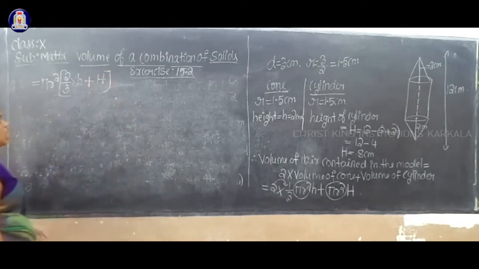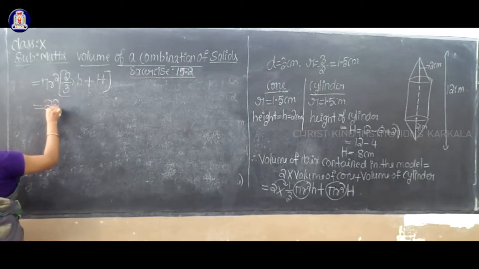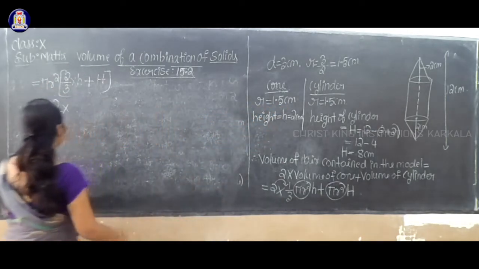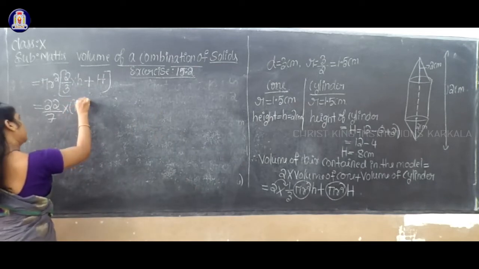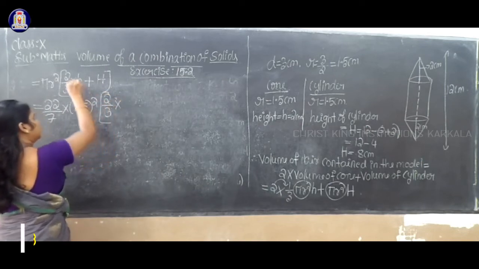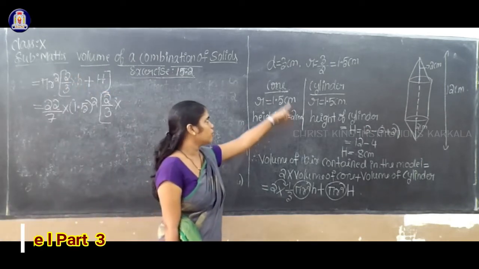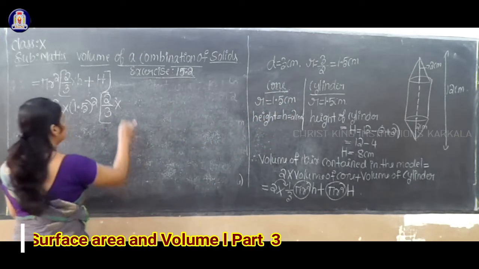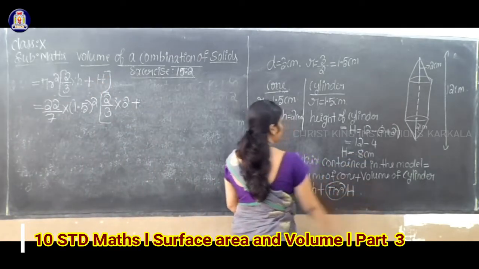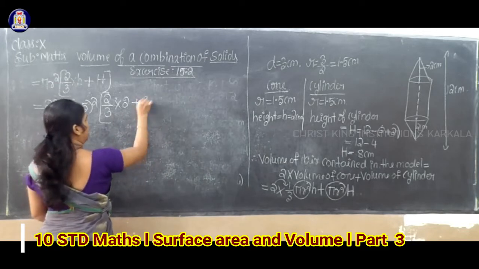Okay, so now we will substitute the values. This is equal to pi value. What is the value of pi? Actually the value of pi is 22 by 7 into r square. R value how much? 1.5. So r square is nothing but 1.5 whole square, 2 by 3 I'll write as it is into small letter h, means the height of the cone, how much? 2 centimeter plus capital letter H, height of the cylinder equal to how much? 8 centimeter. So plus 8.